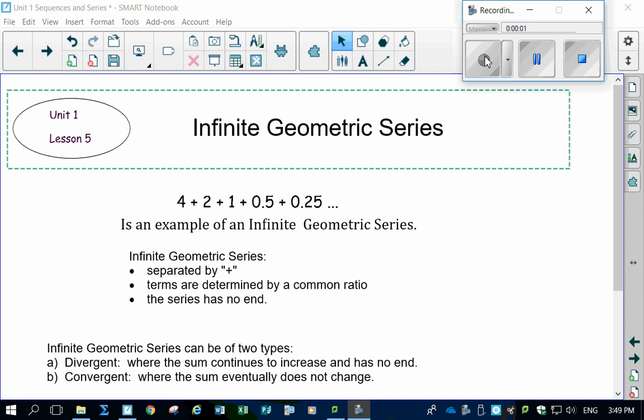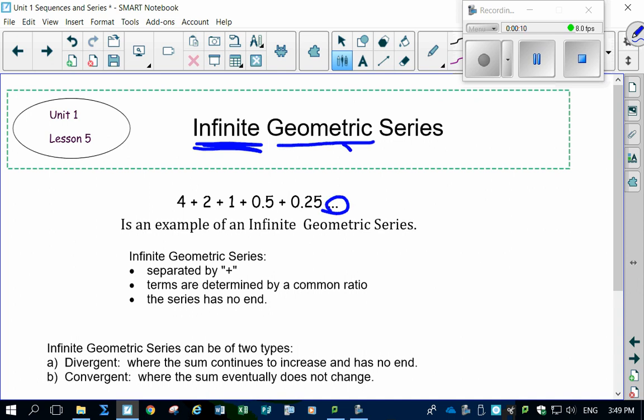On we go with something called infinite geometric series. So in other words, what does infinite mean? Well, there you go. It goes on and on and on forever. Geometric means, of course, it has to have some sort of function of R. It has to have a ratio in it. And series, of course, means that every term is going to be just added over and over again.